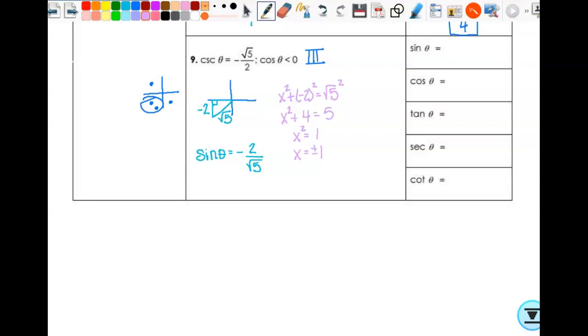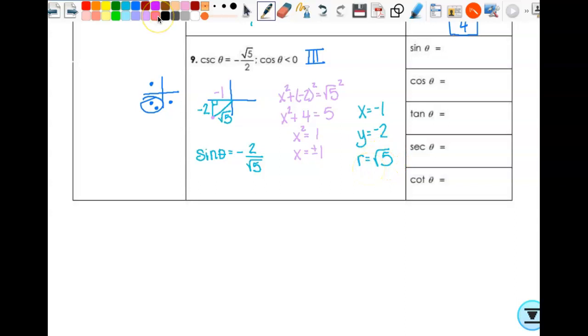And that's why it's important that you draw your triangle and you know what quadrant you're in, because if this point here is in the third quadrant, this is a negative x value and a negative y value, so this is a negative 1. So the values that I need here are x, which is a negative 1, y, which is a negative 2, and r, which is the square root of 5.